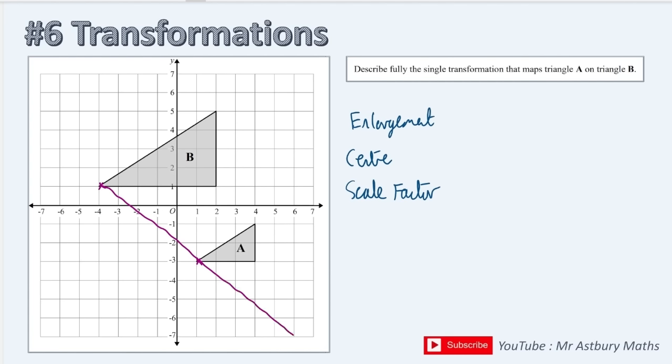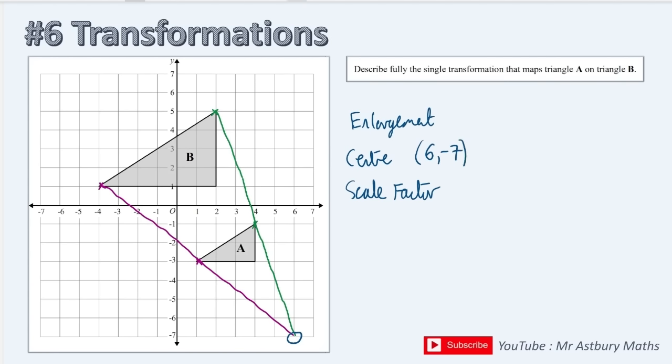Something like that. And then you're going to do the same thing for another set of corresponding points. Let's take these two, for example. And I'm going to connect them up, and then I'm going to extend that line onwards like that. Now, where those two cross, that will be your center. So the center of this particular enlargement is 6 along and 7 down, so 6 minus 7.